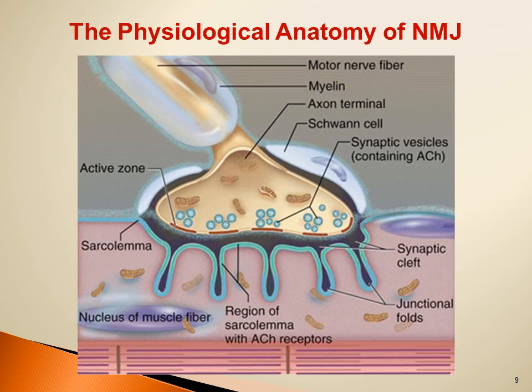Here we can see the physiological anatomy of the neuromuscular junction. The neuromuscular junction is composed of a presynaptic structure and a postsynaptic structure separated by a synaptic cleft. The presynaptic structure is a branch of the somatic motor neuron that expands at its end to form the axon terminal, or the synaptic knob. The synaptic terminal contains a lot of synaptic vesicles that are packing acetylcholine inside them.